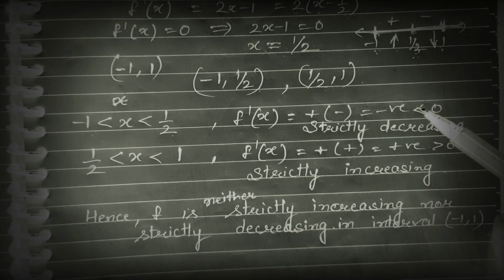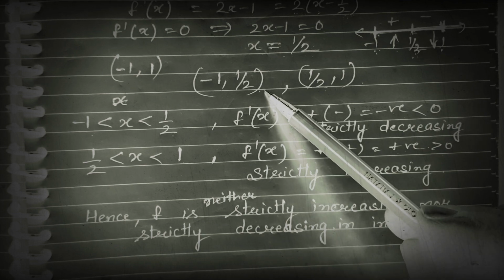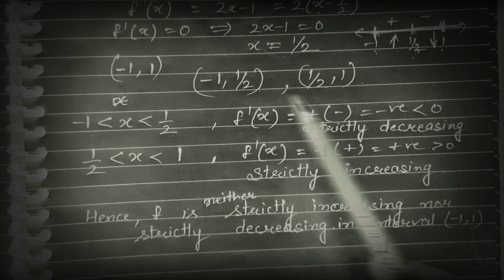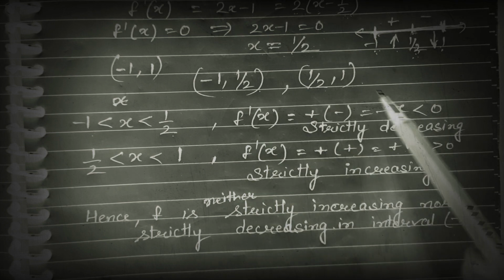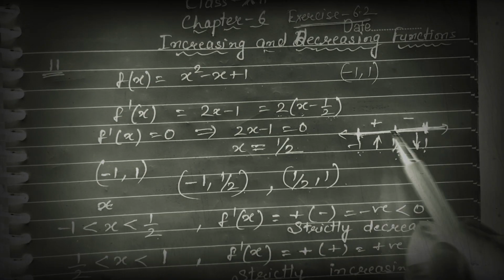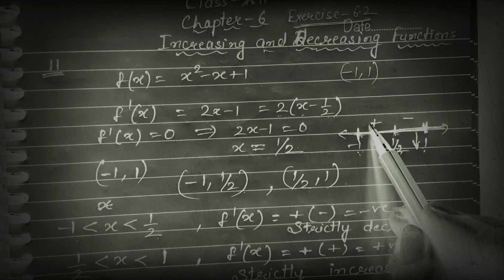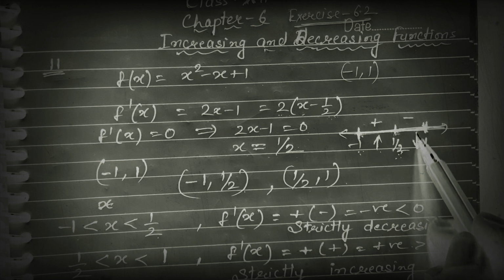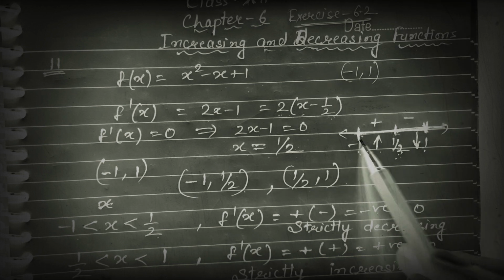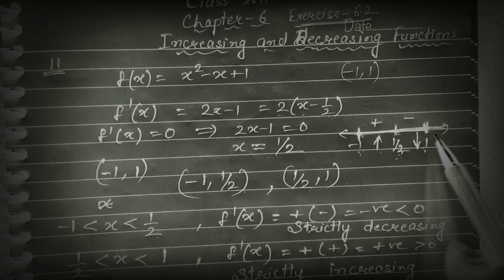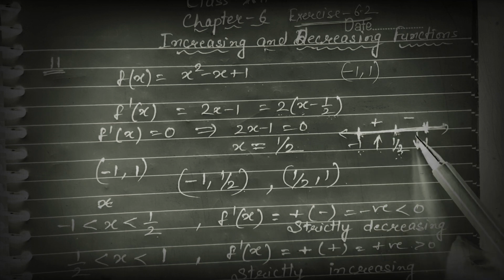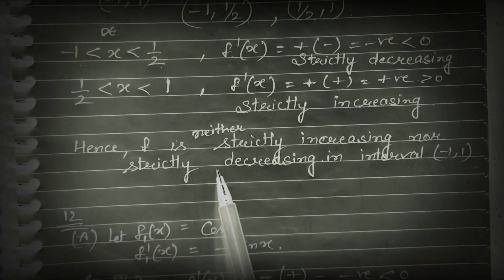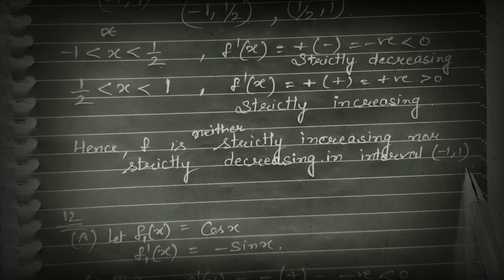Hence, look at this, from -1 to 1/2, it is strictly decreasing. From 1/2 to 1, it is strictly increasing. So in (-1, 1), this function is neither strictly increasing nor strictly decreasing. Look at this, between -1 and 1/2, it is negative, so strictly decreasing. Between 1/2 and 1, it is positive, it means strictly increasing. So in (-1, 1), neither strictly increasing nor strictly decreasing. It is not completely increasing, nor completely decreasing. So it is neither strictly increasing nor strictly decreasing in the interval -1 to 1.